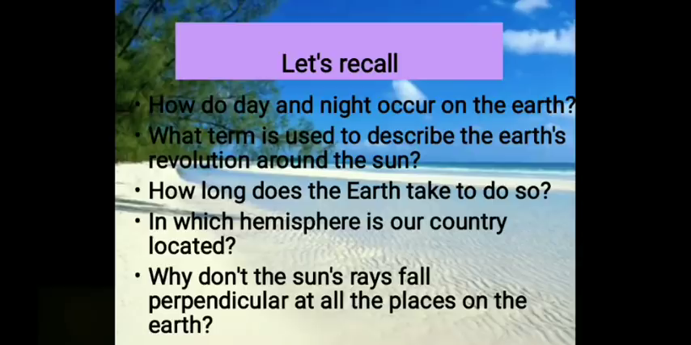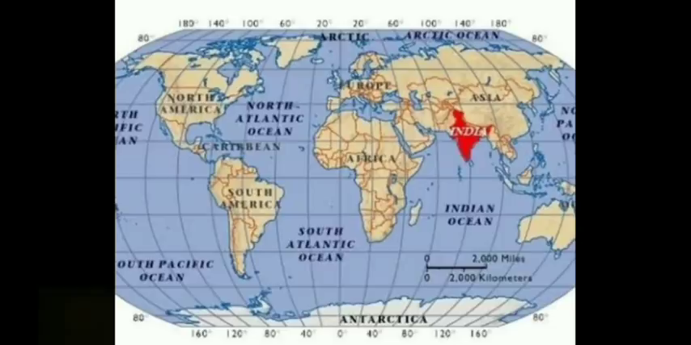So how do day and nights occur on the earth? Yes, students, tell me, how do day and nights occur on the earth? See this picture. Day and night occur on the earth because of the earth's rotation. You can see the earth is rotating. The sun's rays are falling.